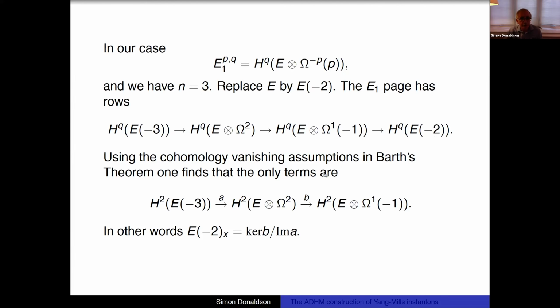There are only three terms in the E1 page of our spectral sequence, and the spectral sequence just amounts to the statement that the fiber of E, or in fact E(-2), at our point X, is given by the kernel of a map B for one space divided by the image of another map A. In other words, just the kind of thing that we are looking for from our monad.